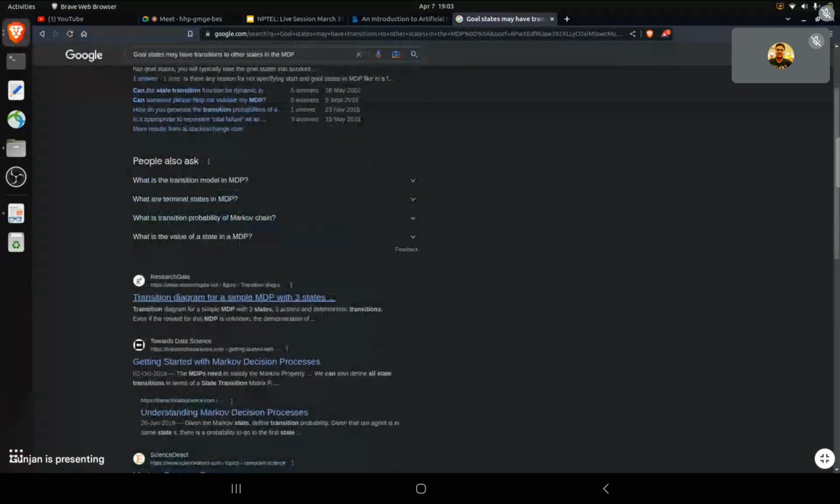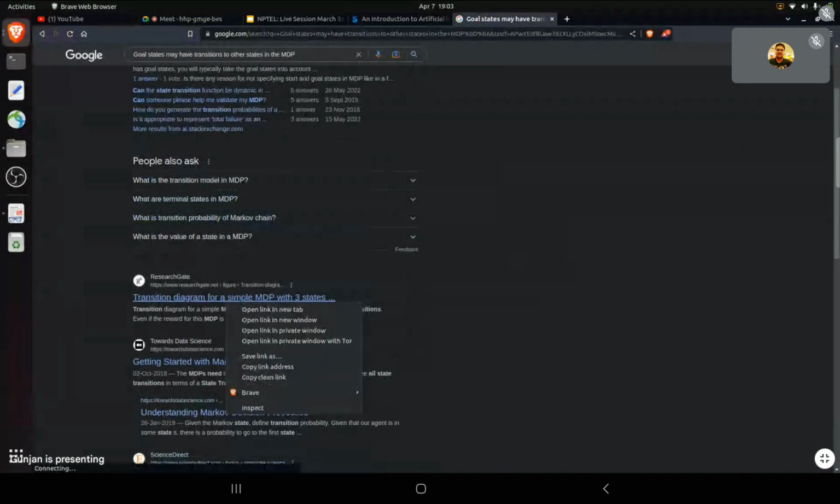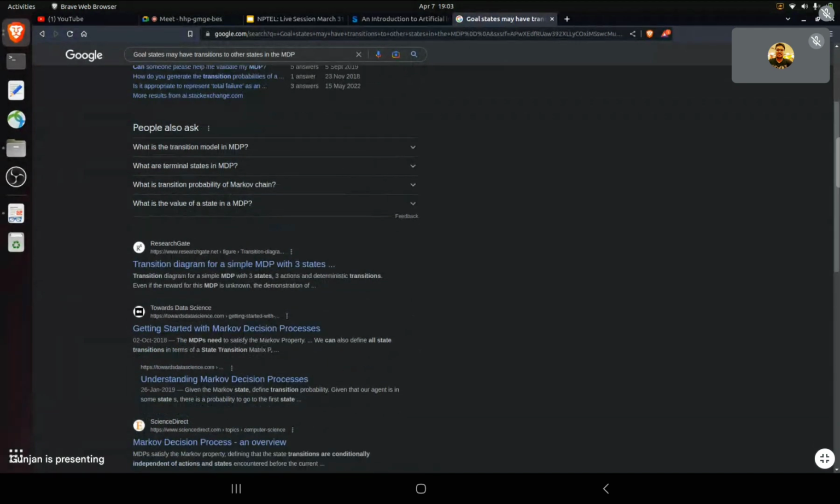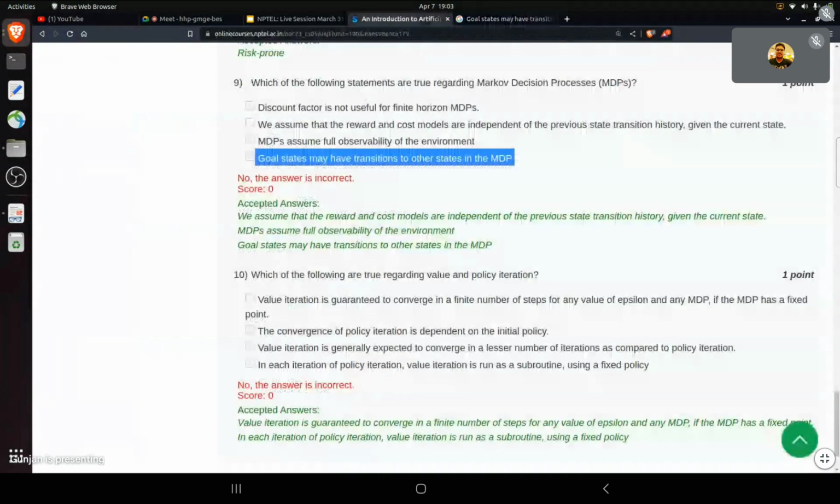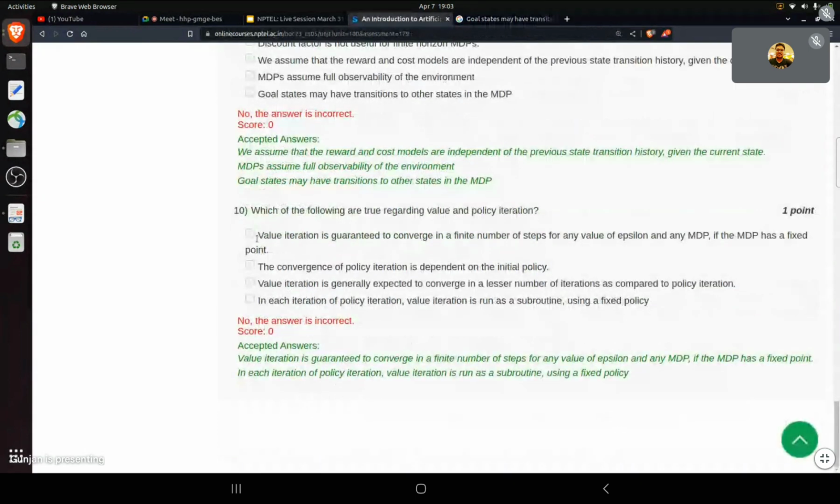A transition diagram of simple transition here. Okay, so I don't think there's any point in wasting more time here. Yeah, the 10th question.